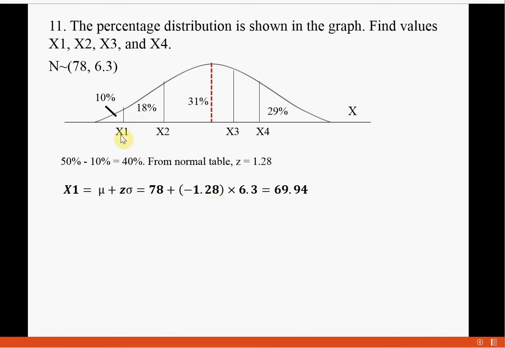Because x1 is to the left of the mean, you need to bring in this negative sign. Okay, negative 1.28 times 6.3. Complete the calculation, you obtain the value 69.94. So the value of x1 is 69.94.